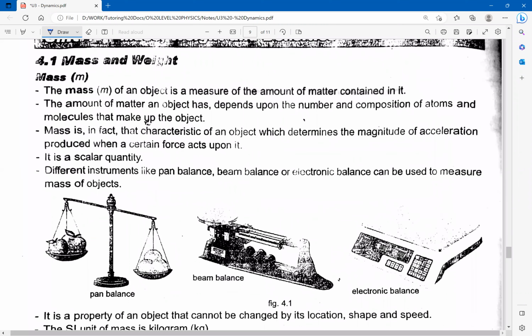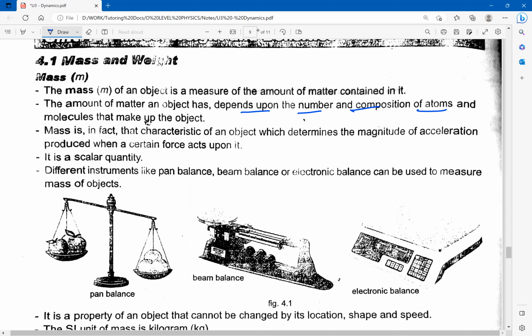And this amount of matter, basically, I'm sure you guys know the atoms and molecules concept, are very basics of physics and chemistry. The amount of matter an object has depends upon the number and composition of atoms and molecules that make up the object. So the more the atoms and molecules, the more the mass.